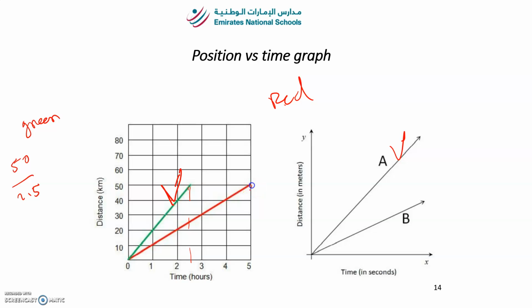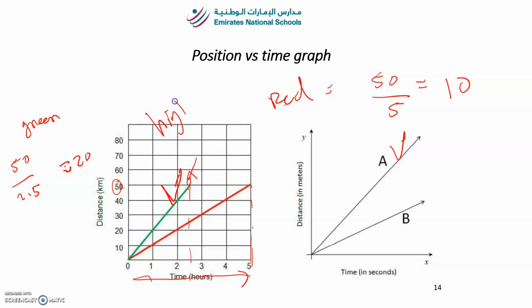For the red, rise is this distance, 50 minus 0, 50, over run, 5. So 50 divided by 2.5 is 20, so here the slope is 20, and here it is 10. So the highest speed will be the green. This one represents the steepest. So always the line with the steepest slope will give you the value of the highest speed.